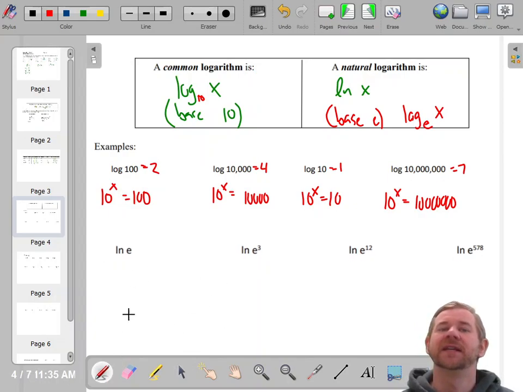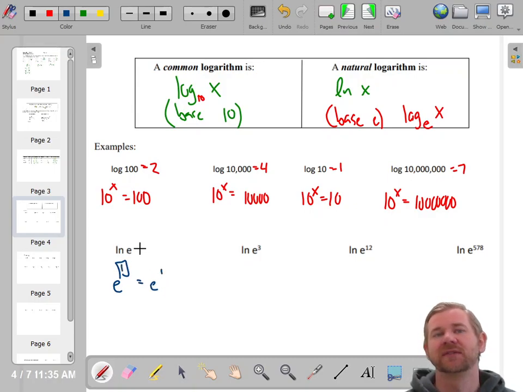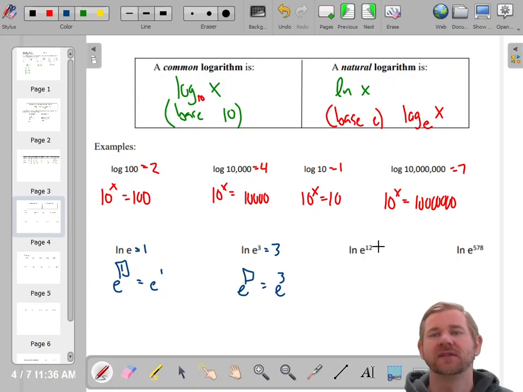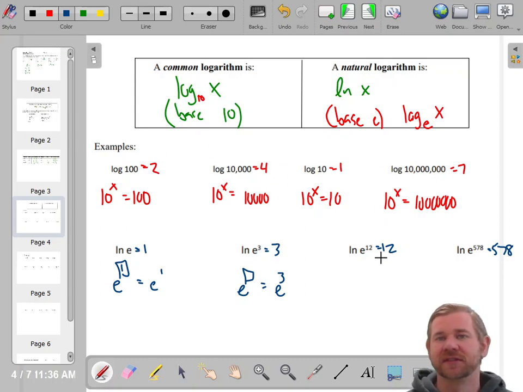This is the same thing with natural log, so it's base e. e to what power is e? That's implied to be 1. So the natural log of e is 1. e to what power is e to the third? The third. This is the 12th. This is the 578th. They cancel each other out. It's just like up here, where you just count zeros. Here, the exponent is a base e.